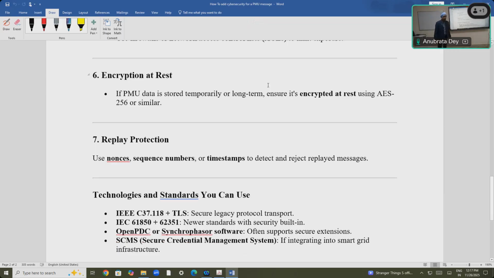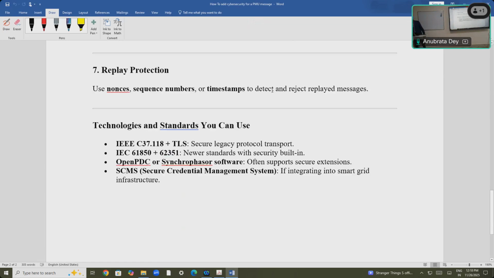Okay, because PMU data is stored temporarily, or in the PDC also, the data is stored. So obviously then you should do the encryption for that data. Both data in transit as well as data at rest should be protected. And another thing you can use for replay protection is sequence numbers, or timestamps, which we already talked about.